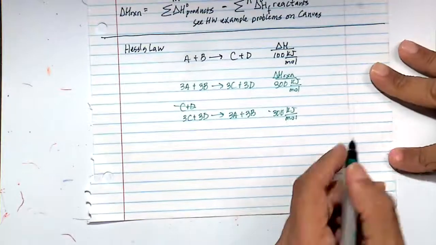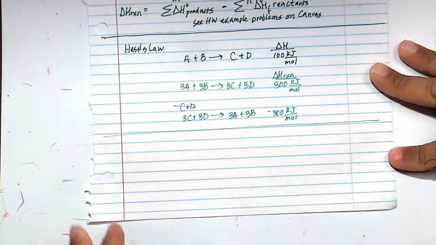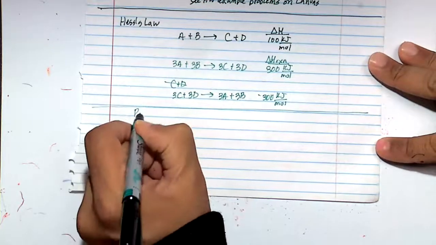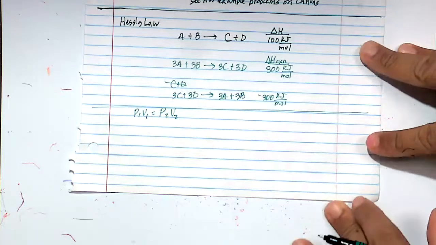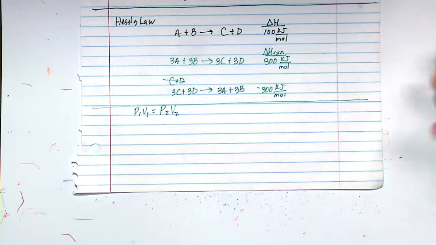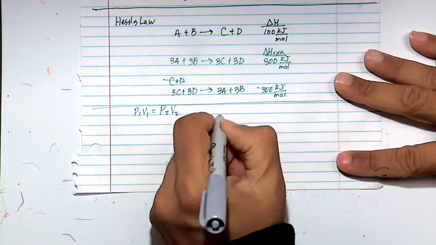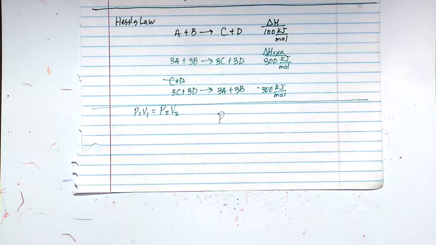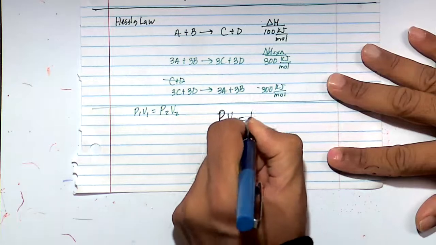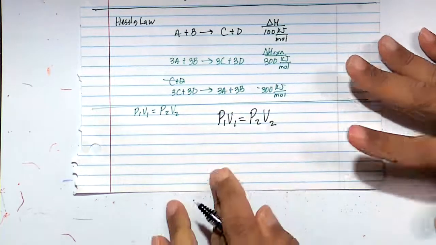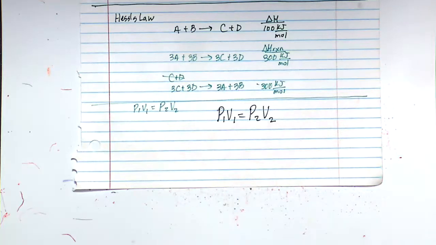Okay, the last 5 minutes or so, that's pretty much it. There's one more problem with Boyle's law, a little bit more applied. So this is Boyle's law: P1 V1 equals P2 V2.